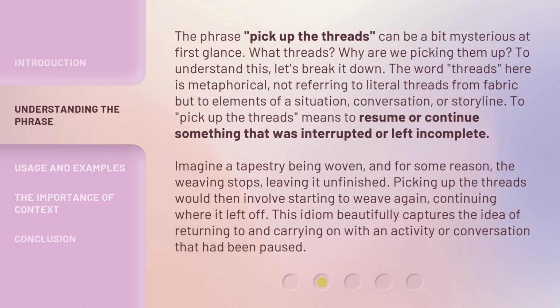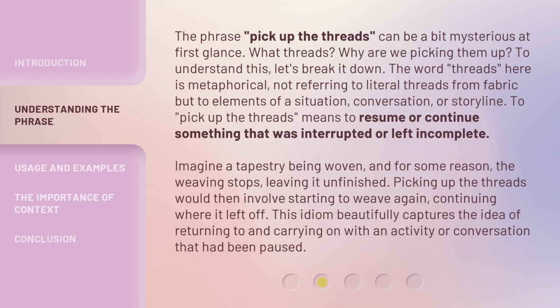The phrase, pick up the threads, can be a bit mysterious at first glance. What threads? Why are we picking them up? To understand this, let's break it down. The word, threads, here is metaphorical, not referring to literal threads from fabric but to elements of a situation, conversation, or storyline. To pick up the threads means to resume or continue something that was interrupted or left incomplete.